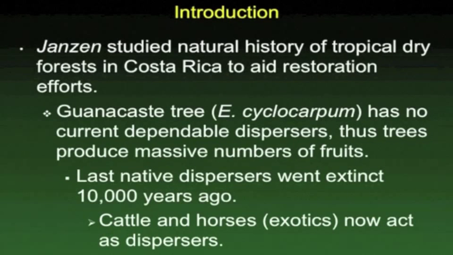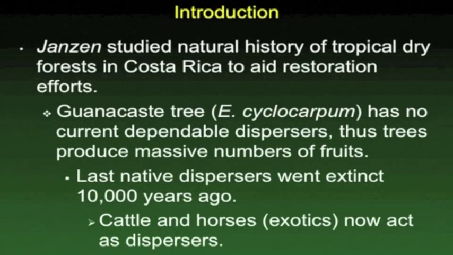One of the things that ecologists do is provide information to resource managers so that they can more effectively either manage or reestablish or enhance major ecosystems. In the study that begins this chapter, Jansen understood the natural history of the tropical dry forest in Costa Rica, and that understanding really aided in the restoration of this forest.